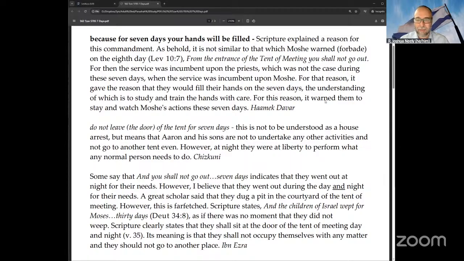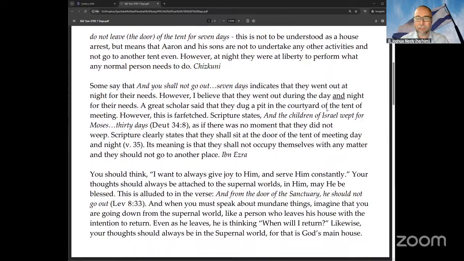All right. Now, Chizkuni wants to bring up a delicate matter, but one that is not really meant to be laughable and from which we can learn a great deal. So do not leave the door of the tent for 7 days. That's what we've been talking about so far. But he wants to make sure we understand this is not to be understood as house arrest, but means that Aaron and his sons are not to undertake any other activities and not to go to another tent even. However, at night, they were at liberty to perform what any normal person needs to do. All right, that is meant as a euphemism.